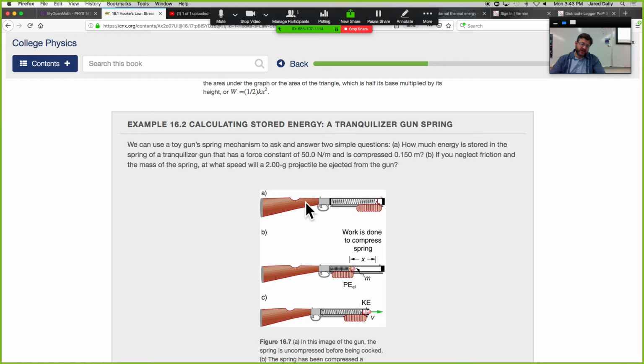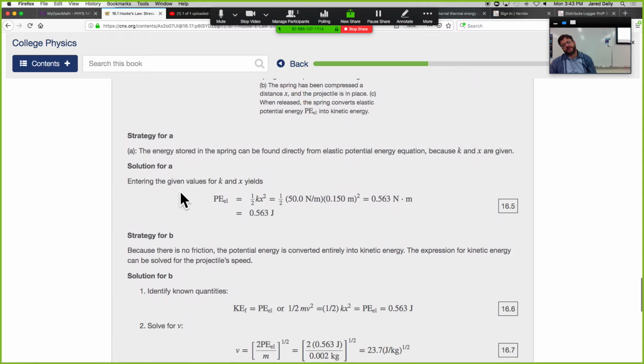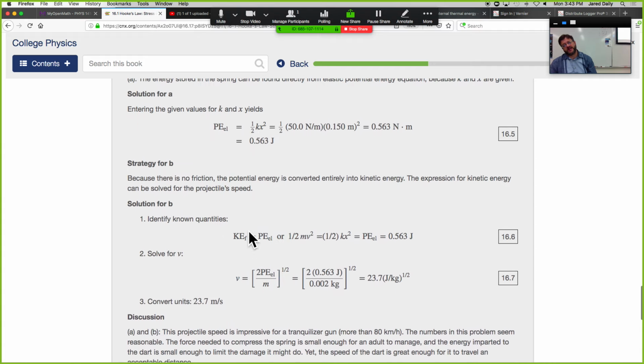We've done problems with this where you have an object that is compressed on a spring, and then the spring gives that object kinetic energy. The potential energy in the spring becomes the kinetic energy in the bullet in this case, right? So here's the potential energy of the spring. Here's the kinetic energy of the projectile. Set them equal to each other and solve for the velocity, and you can get the speed of the projectile coming out.